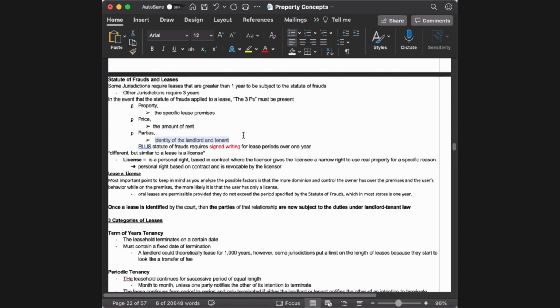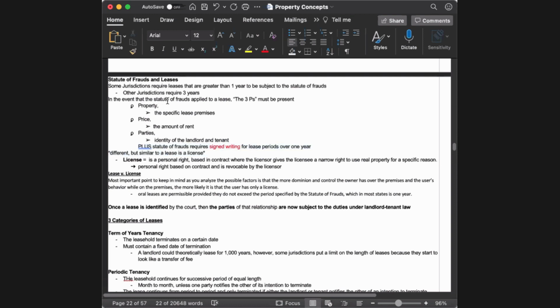Again, in a statute of frauds situation, which is something I did not encounter on the exam, if I remember correctly, these are the 3 things that need to be present within the written instrument. Plus, statute of frauds requires a signed writing for lease periods over 1 year. Different but similar to a lease is a license. We'll go ahead and talk about that in a second.